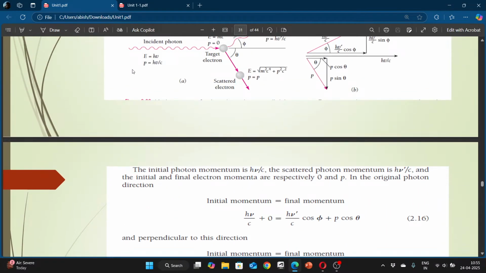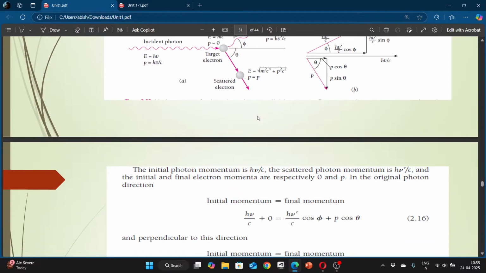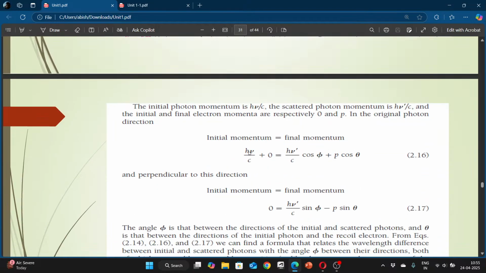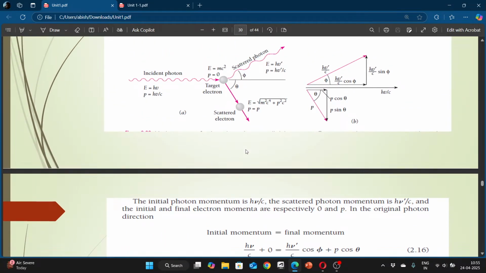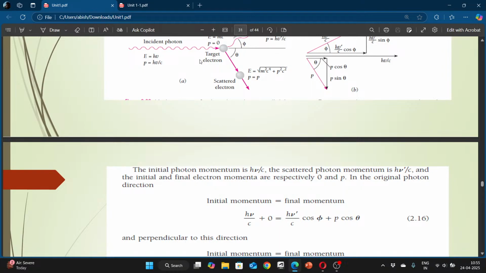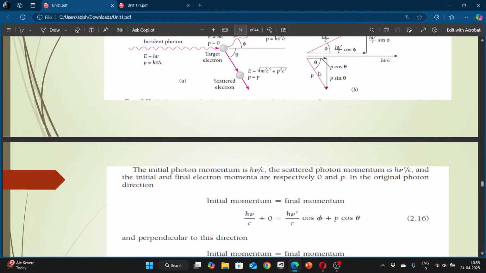The initial photon momentum is h mu by c, as you can see here, and the scattered photon is h mu dash by c, and the initial and final electron momentum are respectively 0 and p. Then, in the original photon direction, the initial momentum is equal to the final momentum: h mu by c plus 0 is equal to h mu dash by c cos phi plus p cos theta.